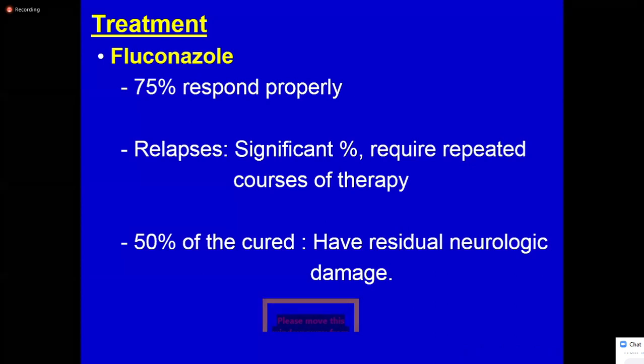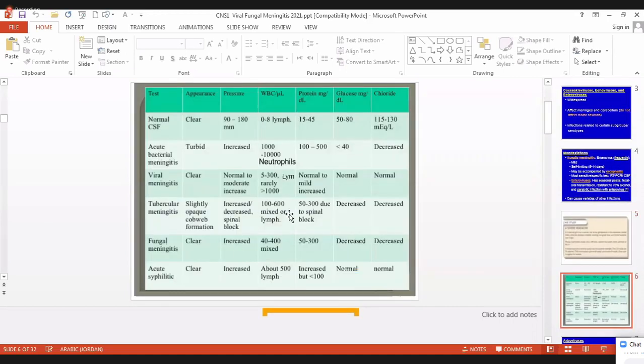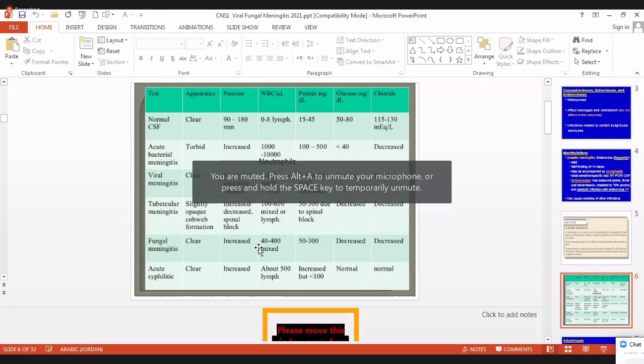Okay, so by this we end the lecture, but just to remind you with fungal meningitis, which is Cryptococcus neoformans: a clear CSF, pressure increased, white blood cells more than 100, mixed, protein increased, glucose decreased, chloride decreased. Very important to know this profile. This is the profile of fungal meningitis. An example of fungal meningitis is meningitis caused by Cryptococcus neoformans. Any question?